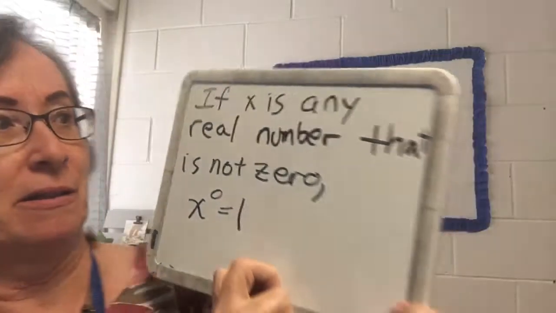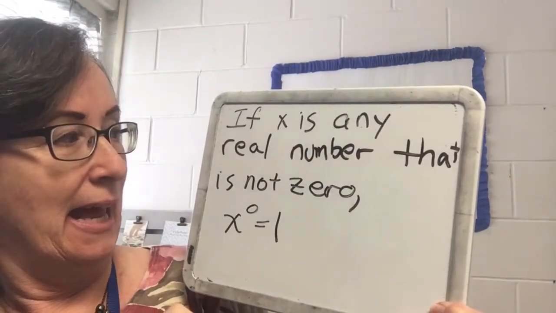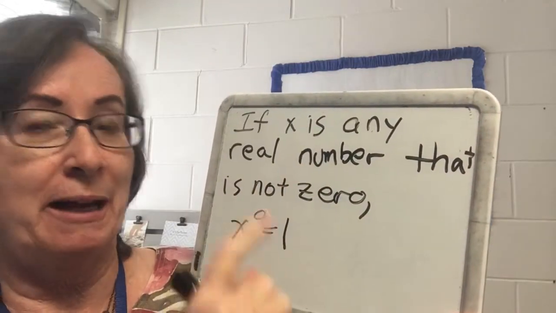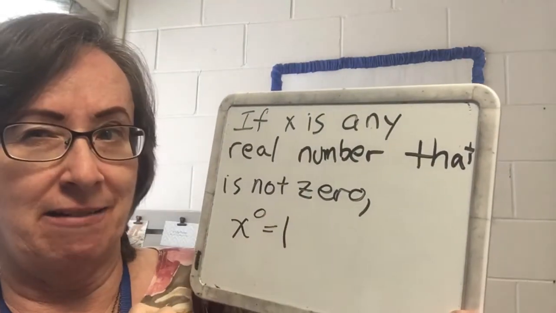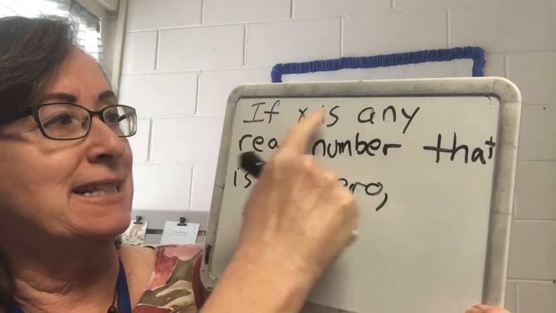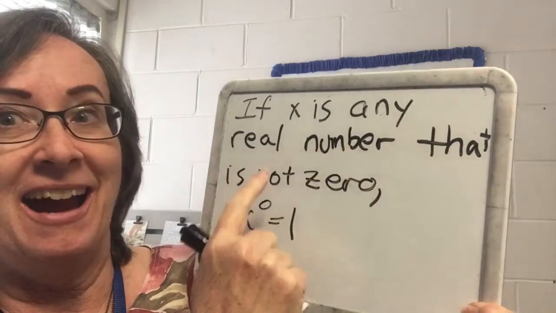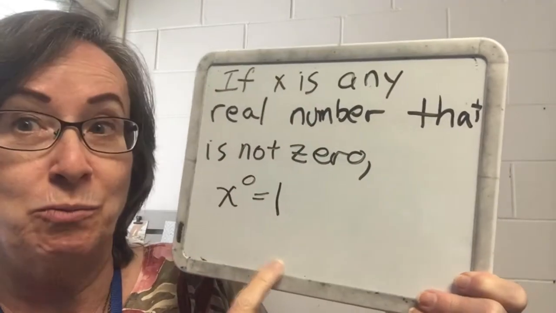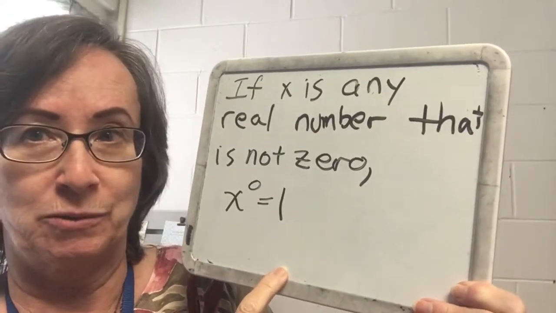So now we're going to learn that anything to the 0 power is 1, as long as the real number that we're raising to 0 is not 0. Okay, so if x is any real number that is not 0, then x to the 0 is 1. Now, this is a rule. It's the 0 exponent rule.